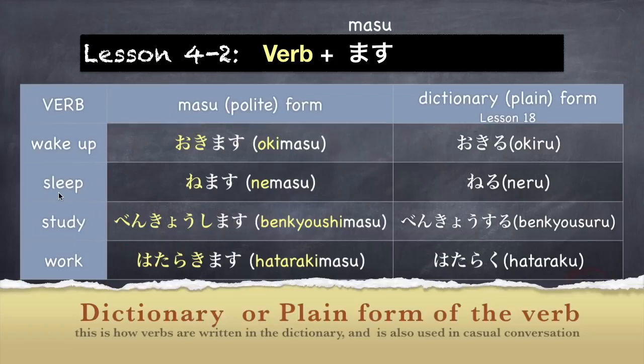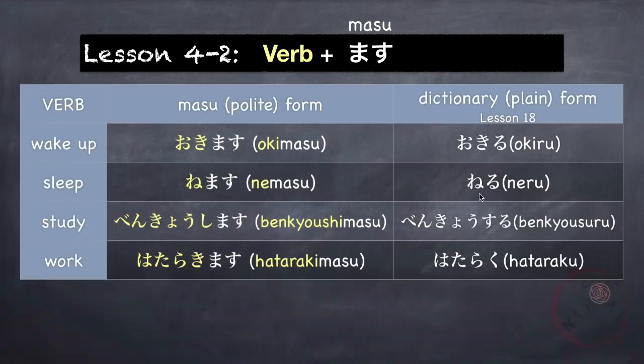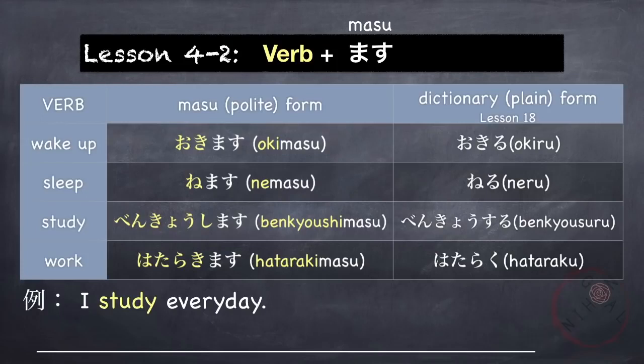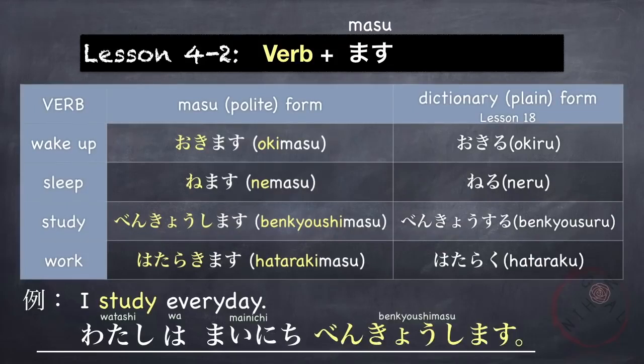Another example is sleep, nemasu. The dictionary form is neru. Study, benkyou shimasu. Or the plain form is benkyou suru. Work, hatarakimasu. The plain form is hataraku. For example, I study every day. Watashi wa. Every day is 毎日. Study is 勉強します. So 勉強 plus mas is 勉強します.